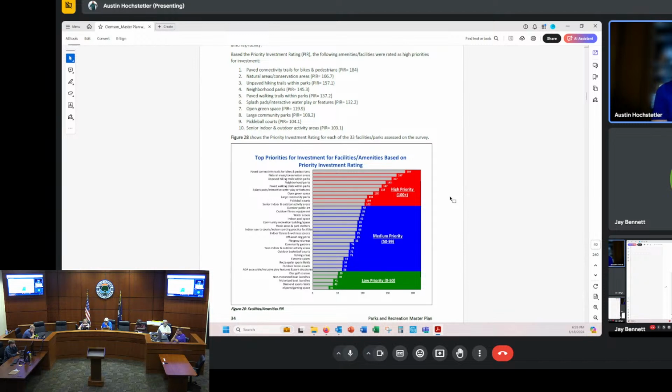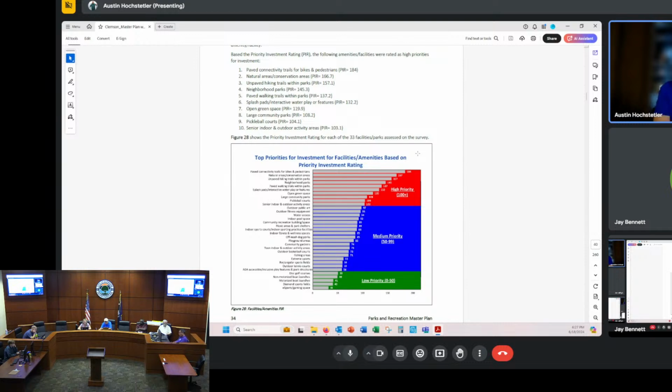And then ETC Institute, who implemented the survey, took all that data, put it together to basically create this chart that is unique to your community. So basically it's saying paved connectivity trails for bikes and pedestrians is the highest priority asset that you can invest in, meaning the community wants to see more of it, or it's just highly, highly important to them to keep up the service that you're doing in these areas.